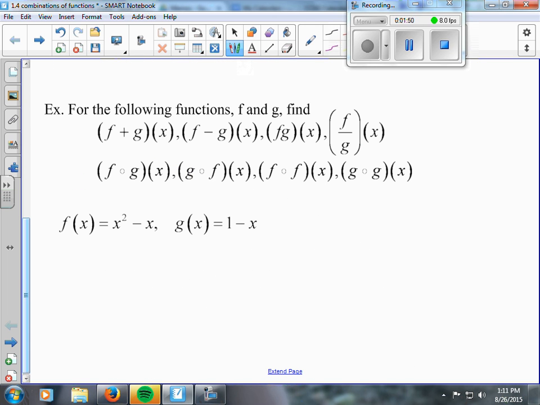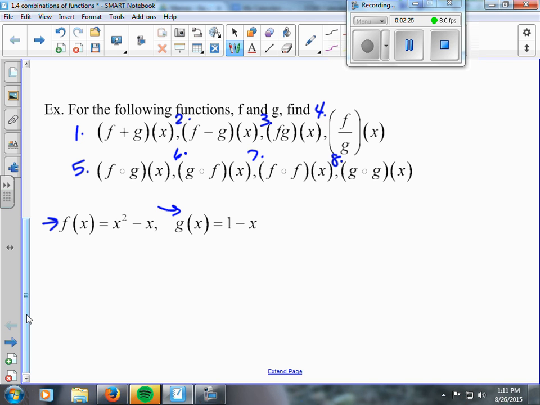I've got two functions, f and g. F of x is this quadratic x squared minus x, and g is the line 1 minus x. So we're going to combine these a bunch of different ways. Let me just number these. 1, 2, 3, and 4 are the basic operations: addition, subtraction, multiplying, and dividing. Then we're going to do 4 different ways of composing them, of plugging one into the other. And we're even going to plug one into itself.